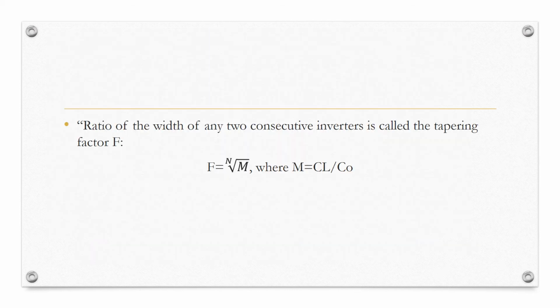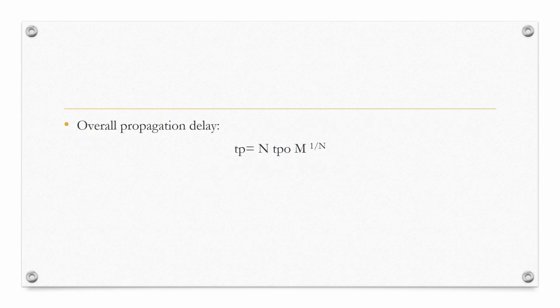It is related to the number of stages and the ratio between load capacitance and input capacitance, which is known as M. F is the tapering factor. If optimized, then minimum delay can be achieved. So we can improve the speed of the global wire using this when we need to drive a large capacitive load, and the delay will be calculated with this formula: N times tp0, where N is the number of stages and tp0 is the one stage delay, times M to the power of 1/N, where M is the ratio between CL and C0. So that much will be the delay.